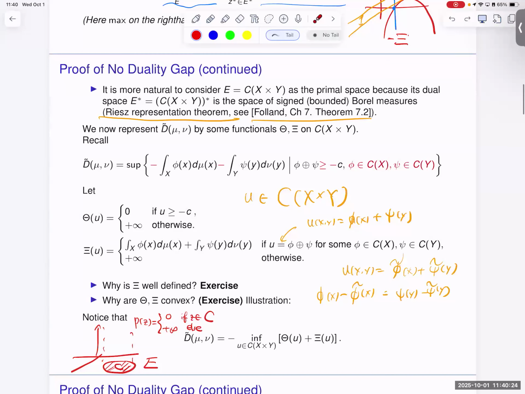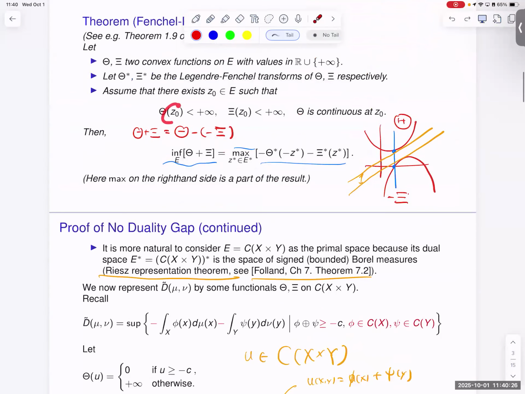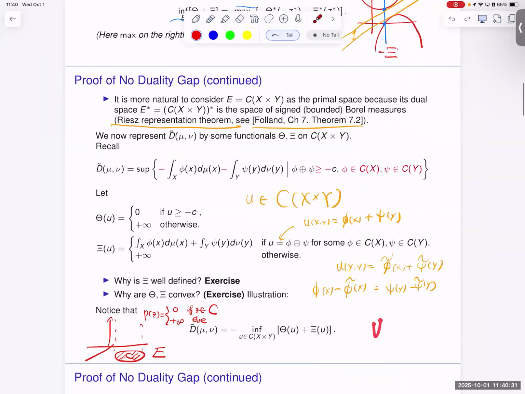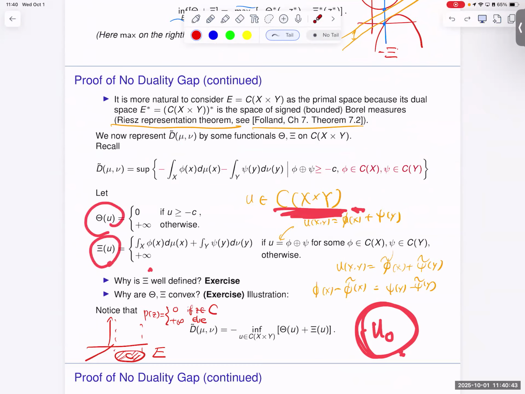So that function, let's call it in this context just U0. Okay, U0 is our Z0 in the vector calculator. So U0 is a particular continuous function on the product space, and it wants to make these values finite. That means U0 has to be bigger than or equal to negative C, first of all, okay? To get a finite value, otherwise it will give infinite, right?